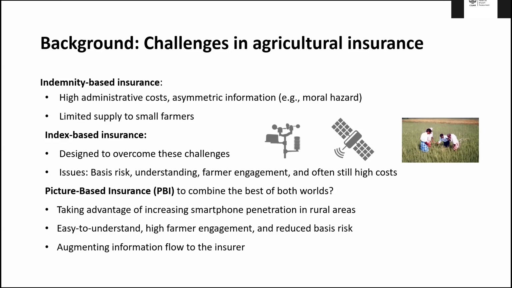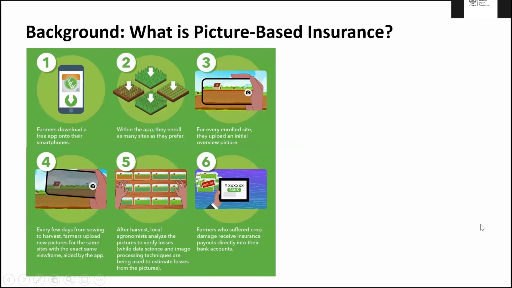For instance, moral hazard could potentially be avoided by allowing the insurer to carefully track management practices across the season by requiring a farmer to send in images. So that is the motivation behind this work. Now, how does it work in practice?